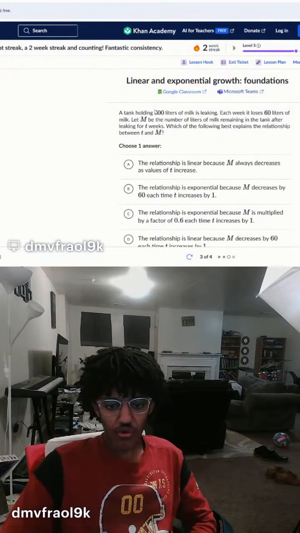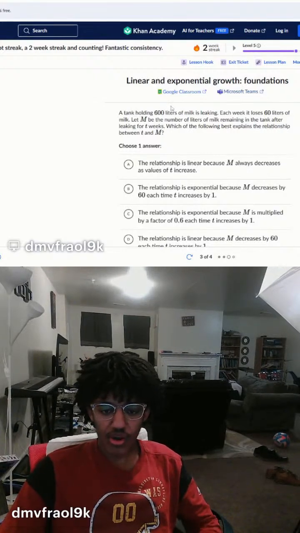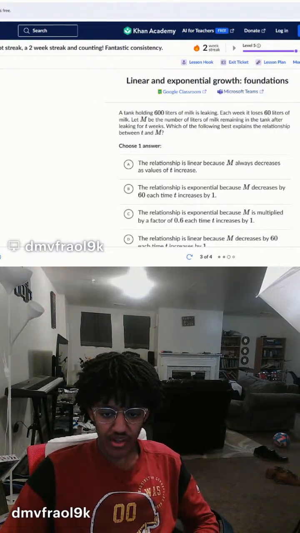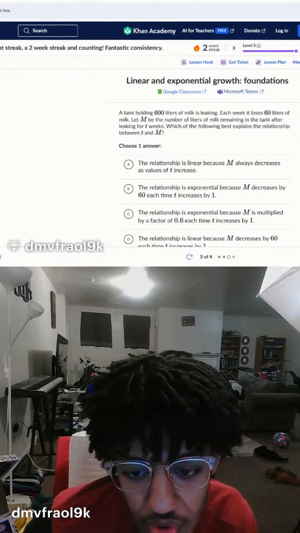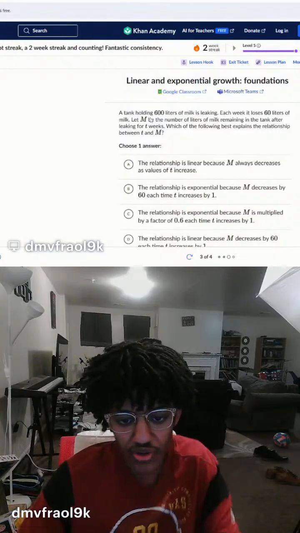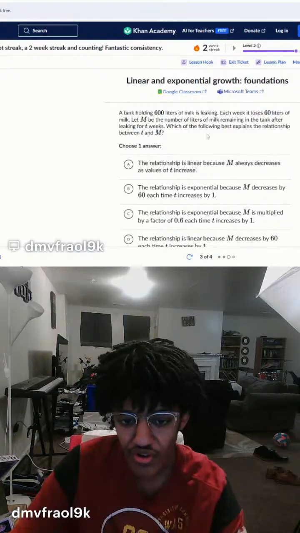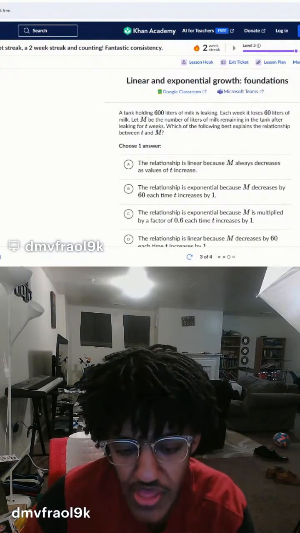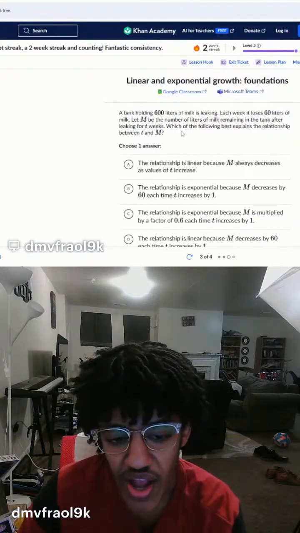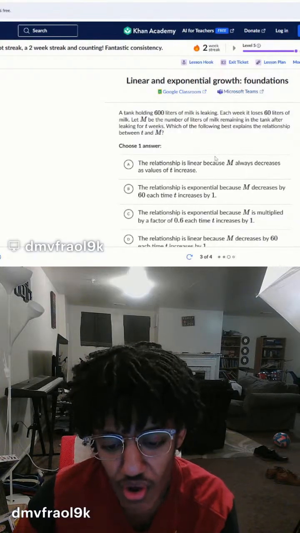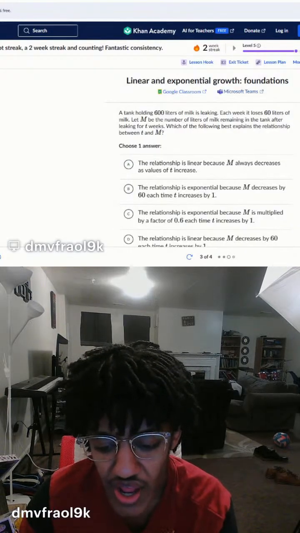A tank holding 600 liters of milk is leaking. Each week it loses 16 liters of milk. Let M mean the number of liters of milk remaining in the tank after leaking for T weeks. Which of the following best explains the relationship between T and M?